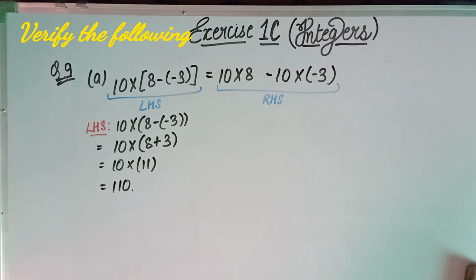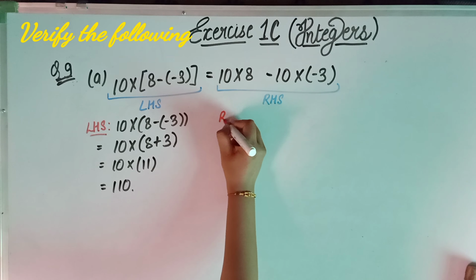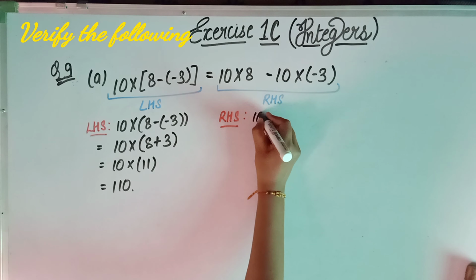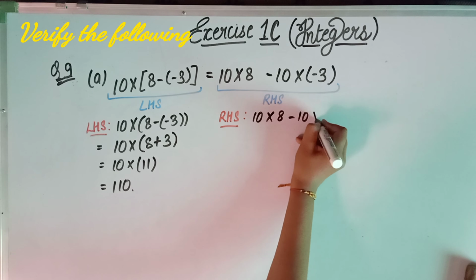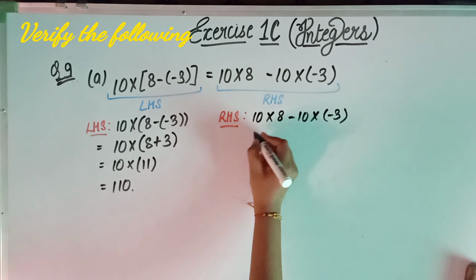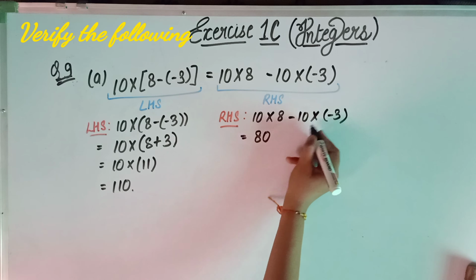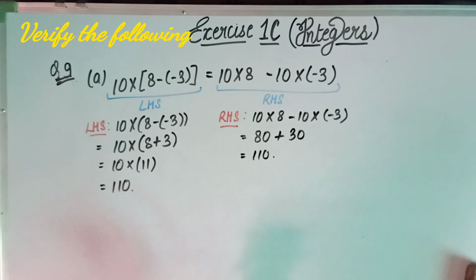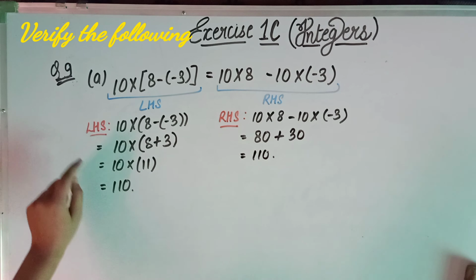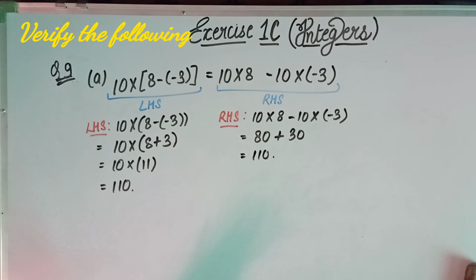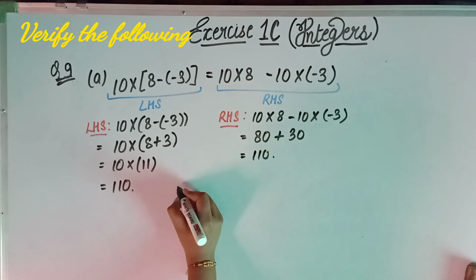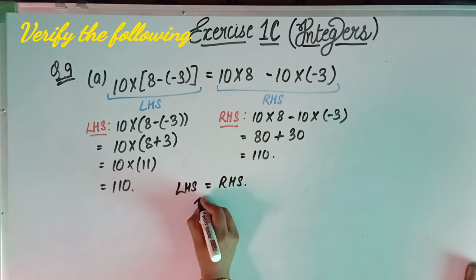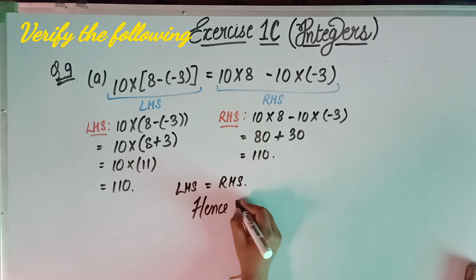Similarly we are going to solve the RHS part. So let me write RHS. So our RHS is 10 into 8 minus 10 into minus 3. Okay, so 10 eights are 80. Now minus minus plus, 10 threes are 30. So 80 plus 30 gives you 110. So here you can see that in the LHS you get 110, in the RHS also you get 110. So hence we can say that LHS is equal to RHS, okay, and hence verified.